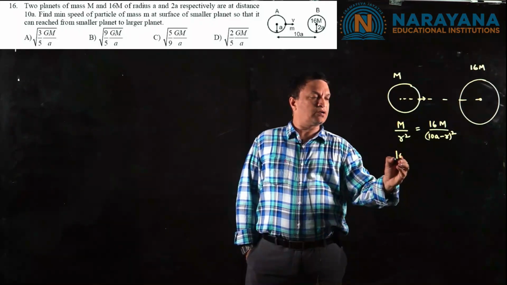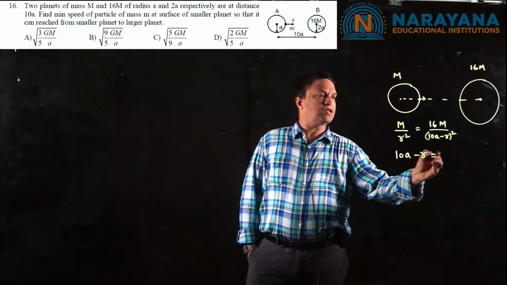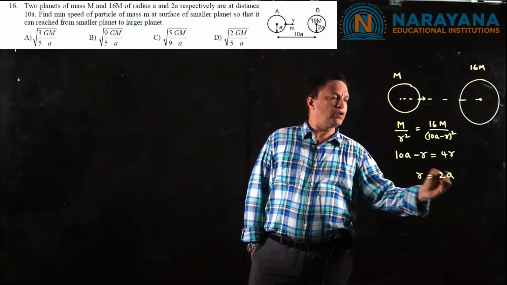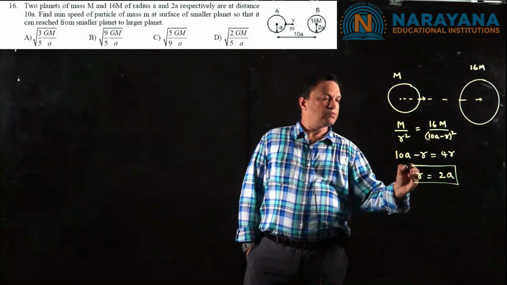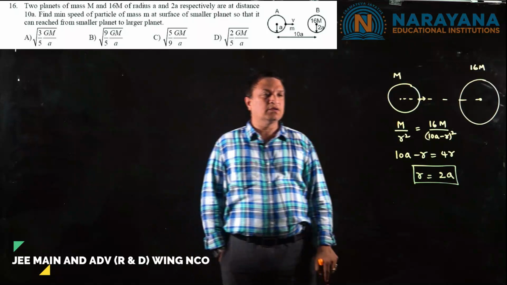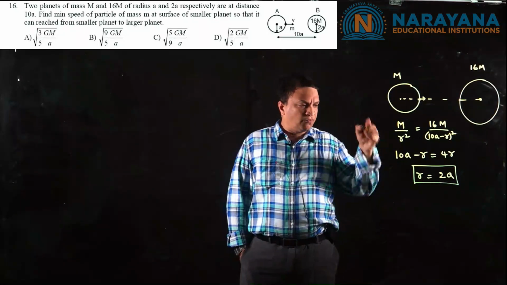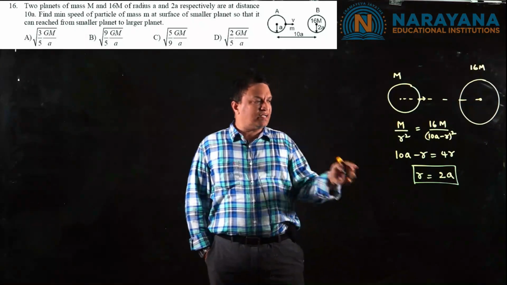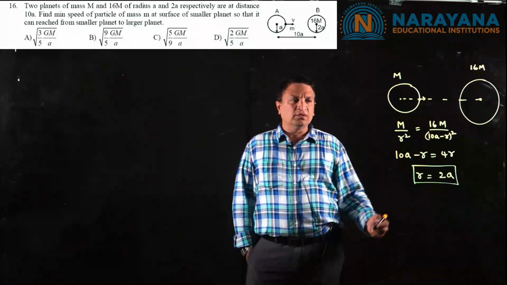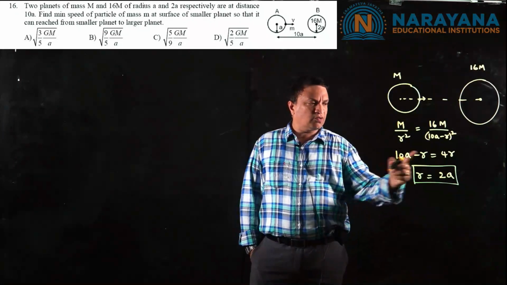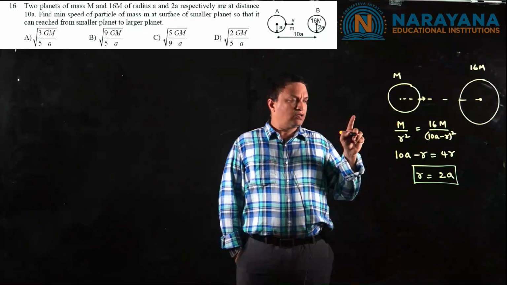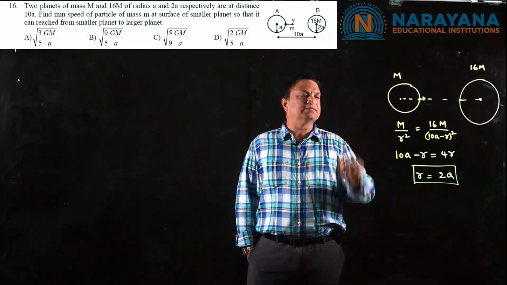So what you will get? 10a minus r is 4r. So r is equal to 2a. Which means if you can project in such a way that it crosses this point, r is equal to 2a, that's all. From r is equal to 2a, you need to project. By doing that, you will get the proper answer.